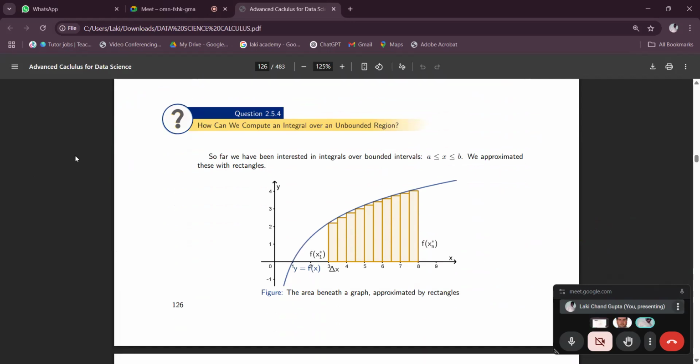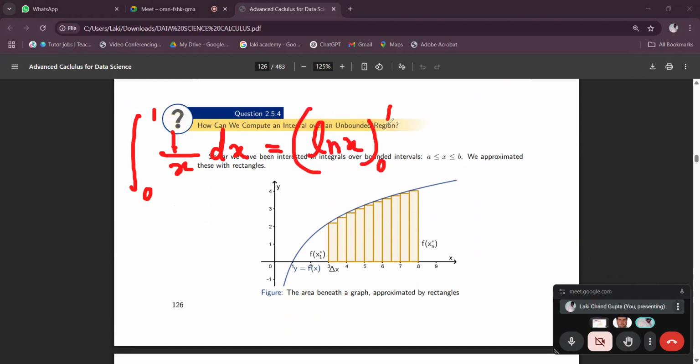For example, you can see 0 to 1, 1 upon x. You know the integration of 1 upon x is log x. When you put 1 and 0, log 1 is 0, log 0 is infinity. So you are getting minus infinity.